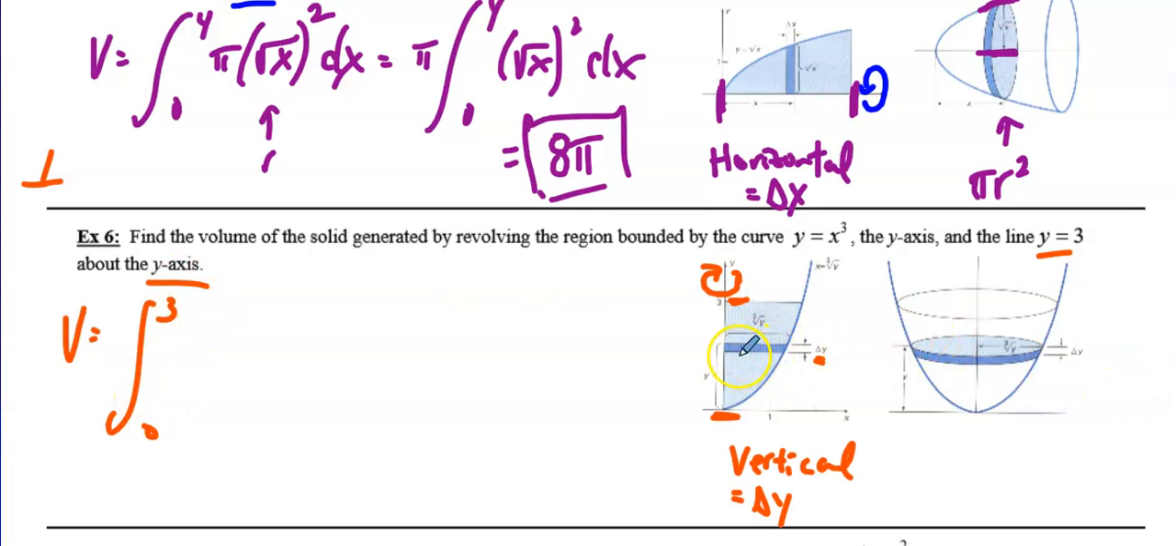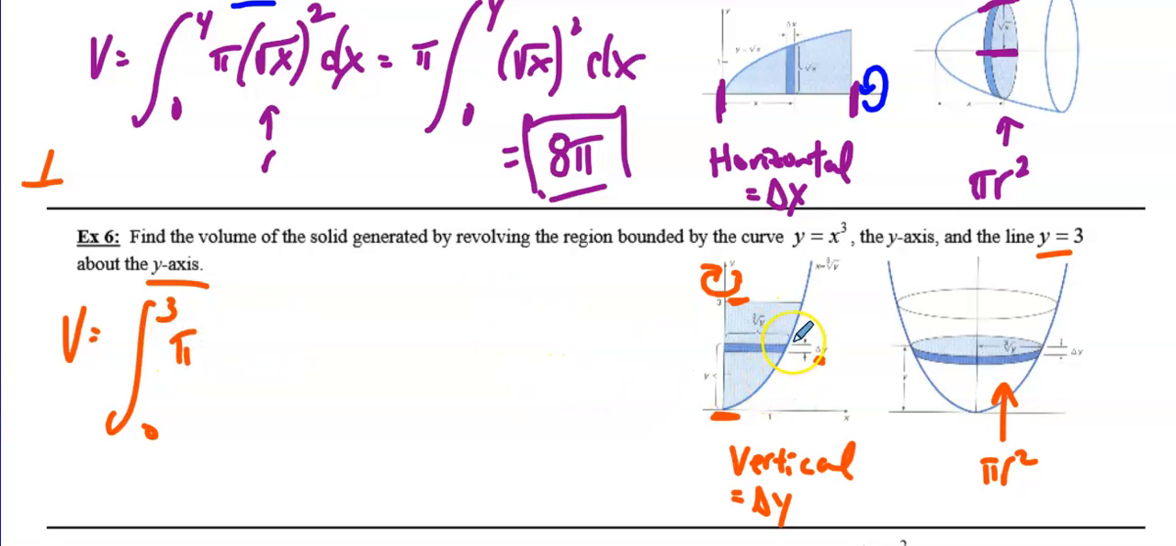And just like before, guys, we're going to find the area of a circle. Okay, the area of a circle. And this is why these are called discs, because they look like a disc. So, again, we have the pi.